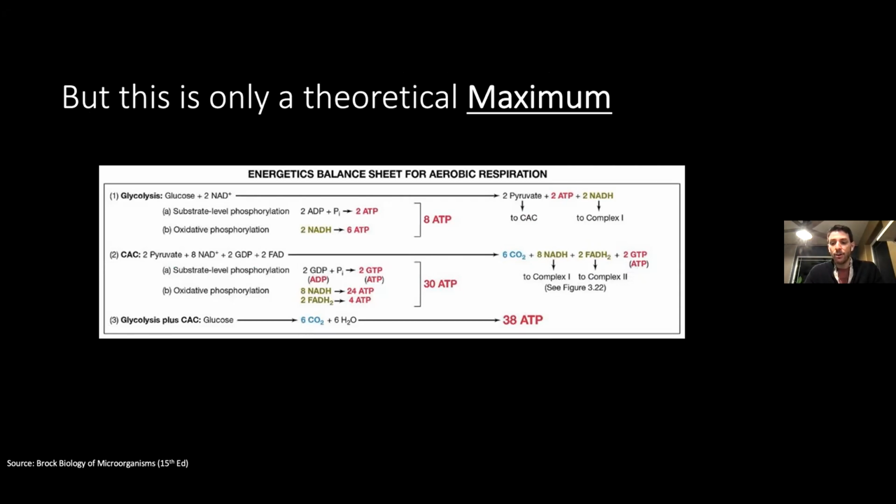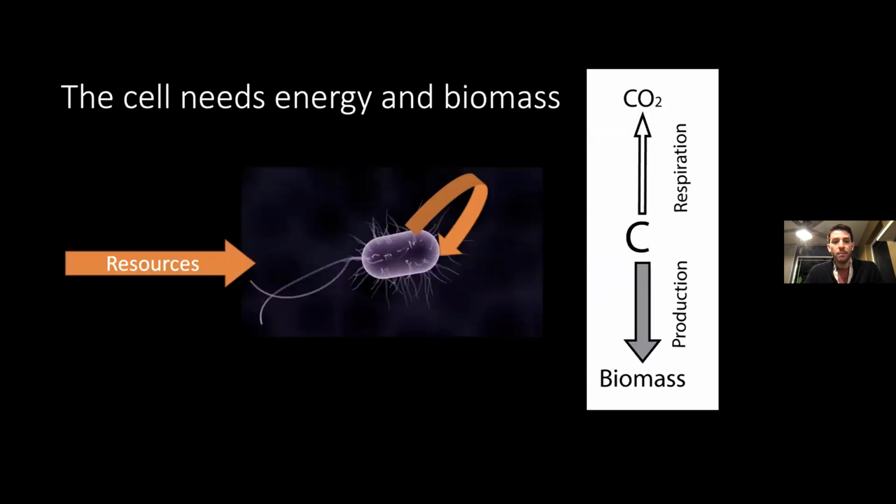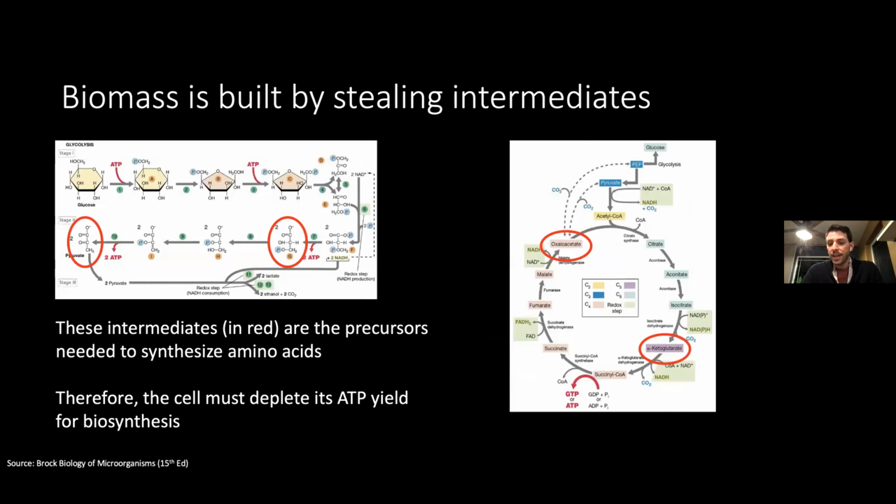And also if we're only creating energy. But remember earlier I mentioned that cells need both energy and biomass. They're constantly balancing this production of CO2 via respiration, this energy creating mechanism, but also the production of biomass. And to build that biomass, they actually need to steal the intermediates from all of these earlier cycles, all the stuff that you actually didn't learn in your intro biology or perhaps your intro microbiology course. What cells do is they take intermediates, which I've highlighted here in red, as precursors to synthesize things like new amino acids. So to make any amino acid, we actually have to deplete the potential ATP yield for biosynthesis.